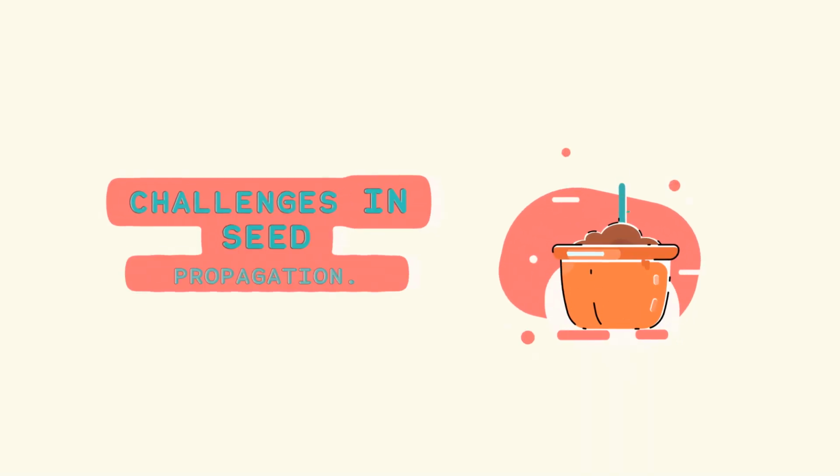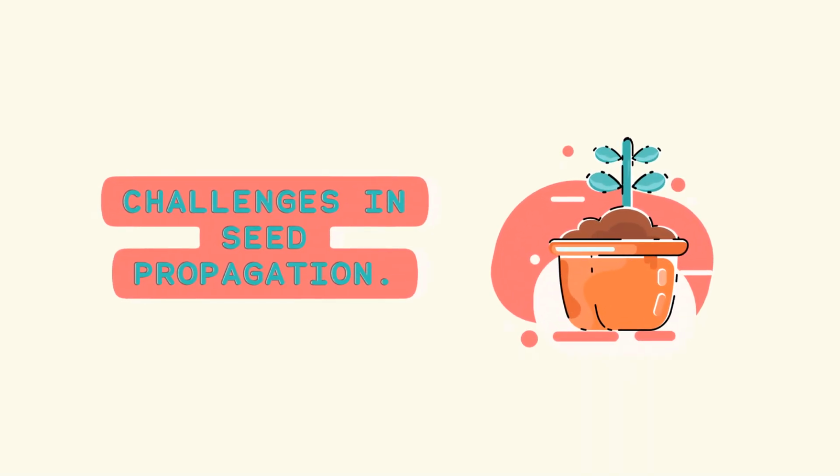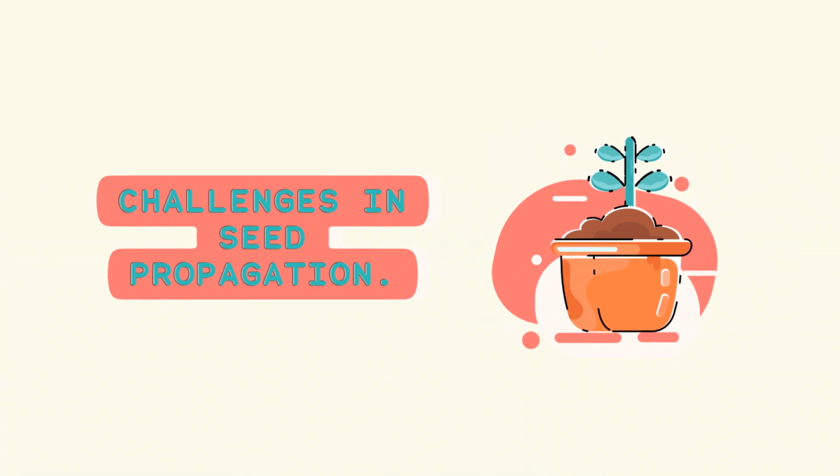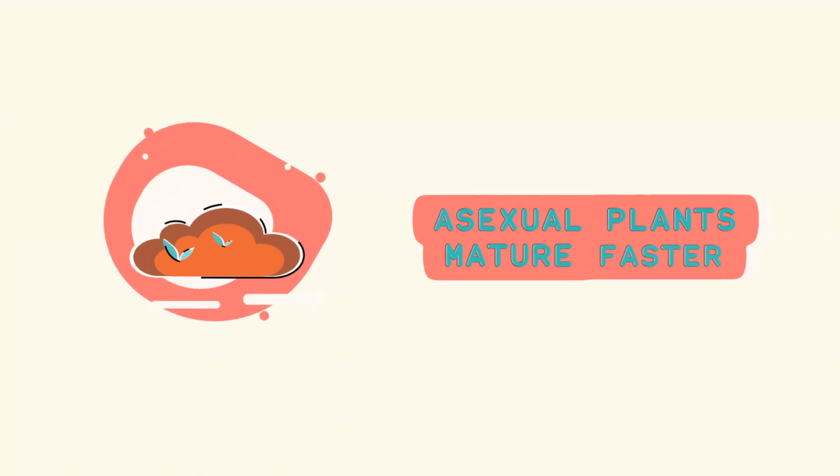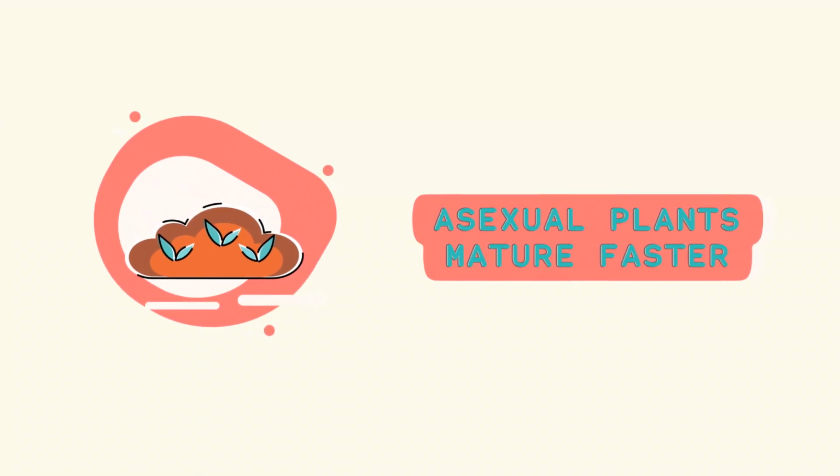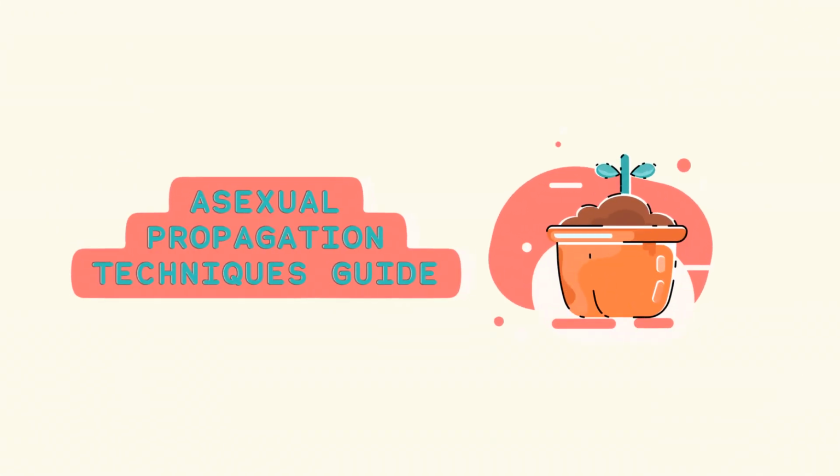Propagating difficult-to-seed plants. Some plants rarely produce viable seeds, making asexual propagation the only option. Faster results. Asexually propagated plants often mature quicker than those grown from seeds. Here are some common techniques for asexual propagation.